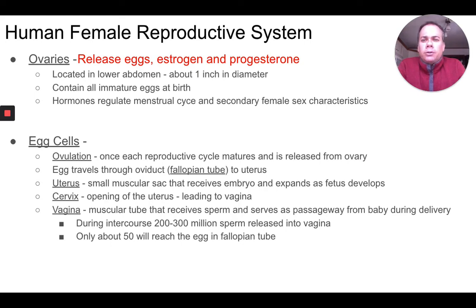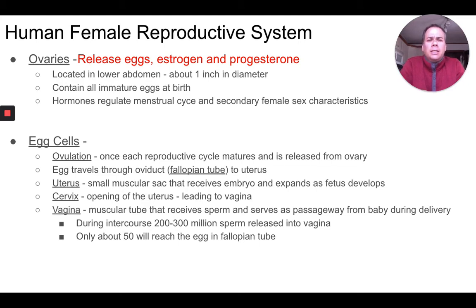Meiosis is a process that happens in the ovaries. Egg cells are the female reproductive cell. Also, several hormones are produced in the ovaries. These are reproductive hormones that are important in regulating the reproductive cycle. The ovaries are in the lower abdomen. They're about an inch in diameter, sort of oval-shaped organs.